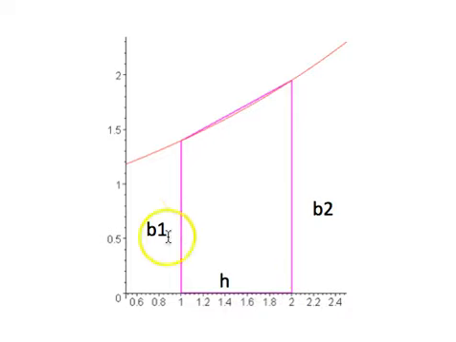So in this example, base 1 is the value of the function at 1, f of 1. And base 2 is the value of the function at 2. So if I want the area of this trapezoid, average of the bases, 1 half base 1 plus base 2 times the height, which is this change in x, the difference of the two x values. 2 minus 1 would be 1 here. So here is a picture that sort of describes how we use the trapezoidal rule to approximate the area under a curve. Notice this picture, area of this trapezoid approximates the area under the curve from 1 to 2.